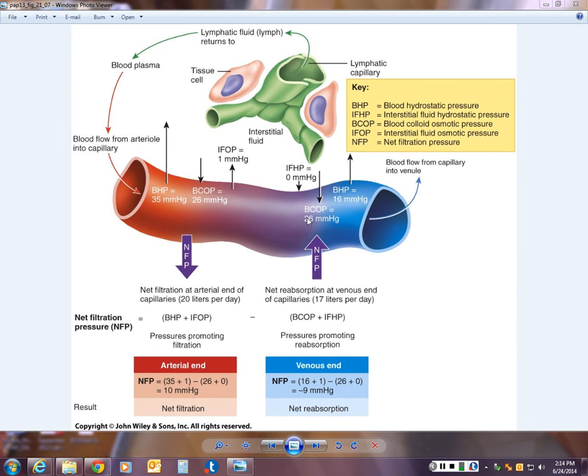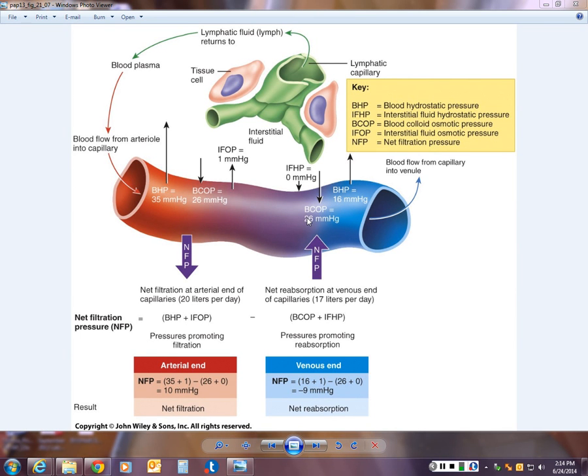And keep in mind, I told you earlier, blood colloid osmotic pressure is determined by plasma proteins. So essentially, it's the plasma proteins that drive this process of reabsorption. So to summarize some things with reabsorption, similar to what we just did with filtration, reabsorption is the process of fluid coming from the interstitial fluid back into blood. It's driven by blood colloid osmotic pressure, and that blood colloid osmotic pressure is determined by plasma proteins.